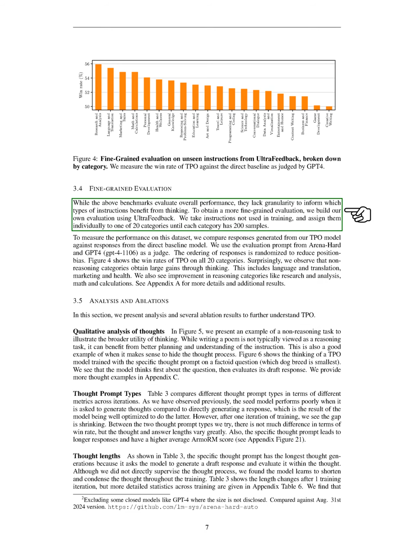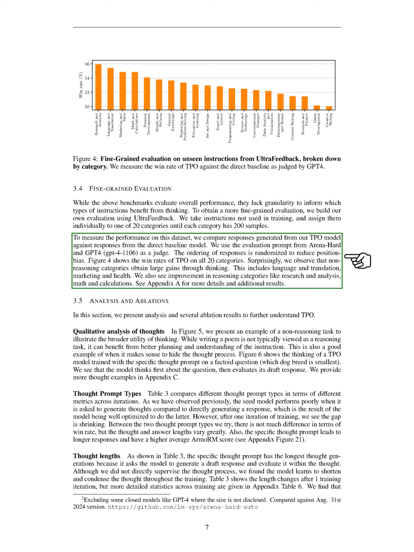To gain deeper insights, we created our own evaluation using UltraFeedback, categorizing instructions not used in training into 20 groups, each with 200 samples. We compared responses from our TPO model to those from the direct baseline, using prompts from Arena Hard and GPT-4 for evaluation. Our findings reveal that non-reasoning categories, such as language and marketing, show significant improvement through thinking, alongside reasoning categories like research and math.